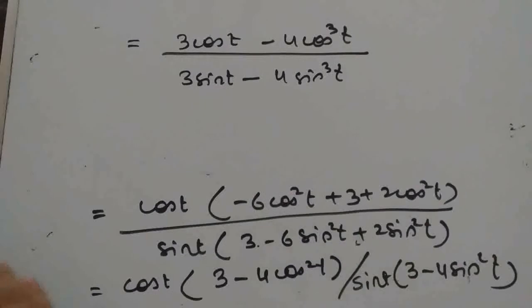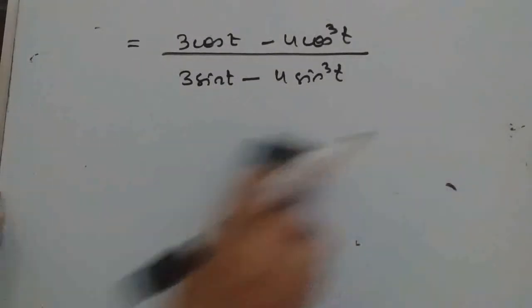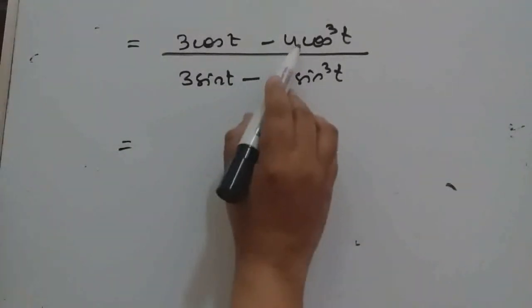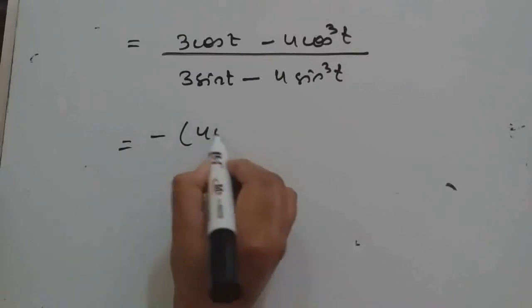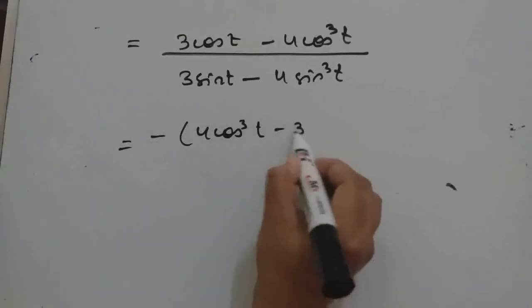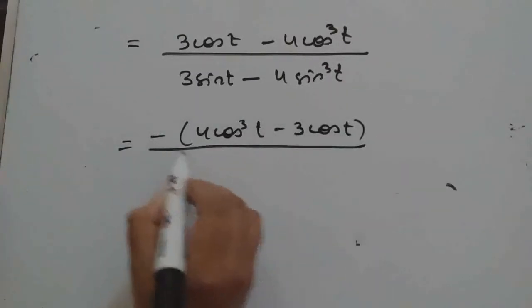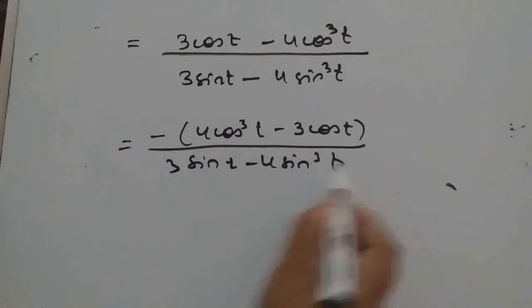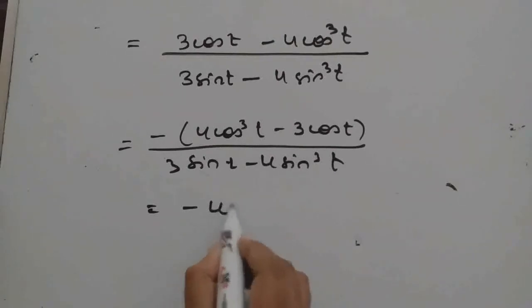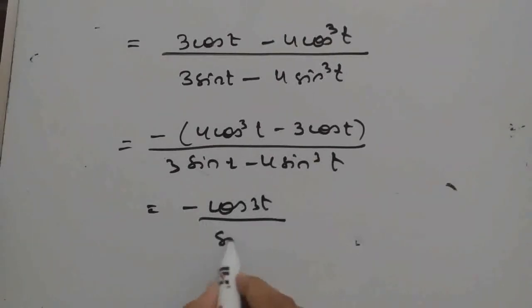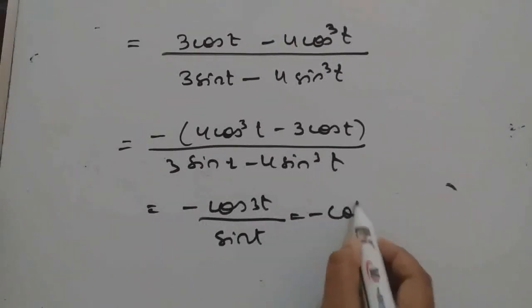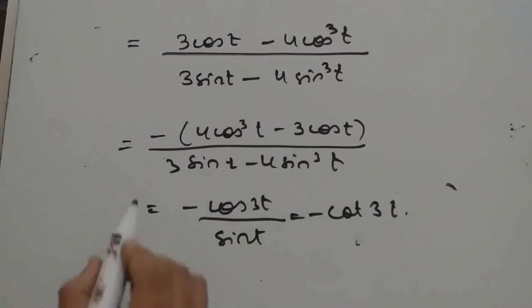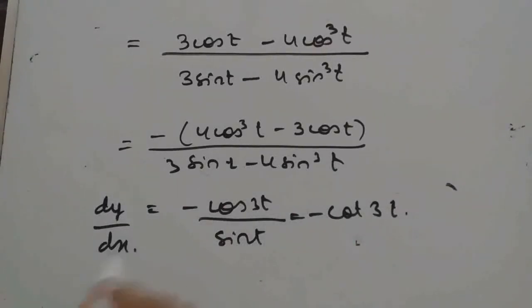So these both are formula of sin 3 theta and cos 3 theta. But this is what? Minus 4 cos cube t. Minus we should take common. So minus cos 3t by sin 3t, which is minus cot 3t. So this is dy by dx.